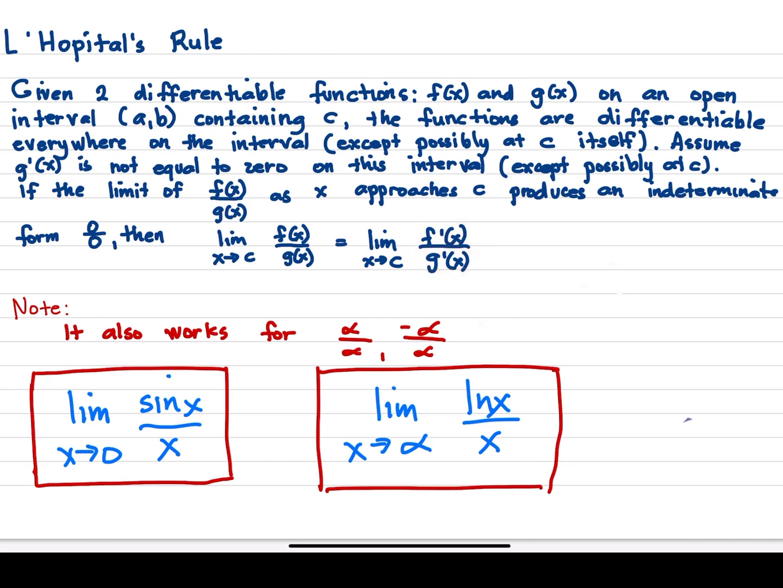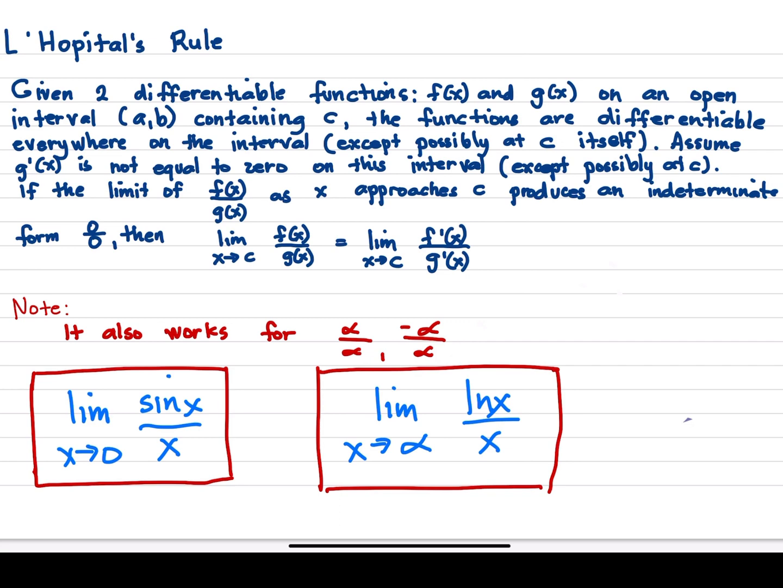This means to say that if we end up with 0 over 0, to evaluate its limit, we can differentiate separately the numerator and the denominator. f prime of x is the derivative of the numerator, g prime of x is the derivative of the denominator. And take note that it works not only for 0 over 0, but also for infinity over infinity, negative infinity over infinity. And that we will be able to show in the succeeding examples.